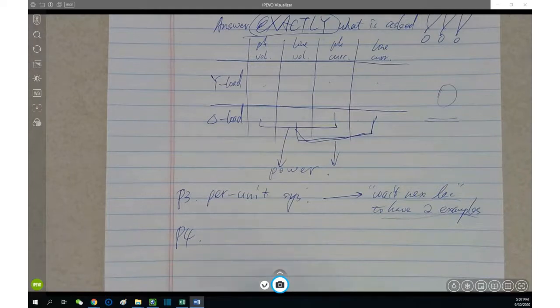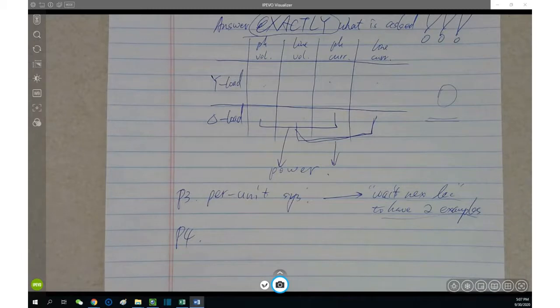Okay, due to the time, we can only do this, right? I mean, the rest of the time, I don't think we have time to really do the examples. We have to wait until next lecture to have the per unit examples.